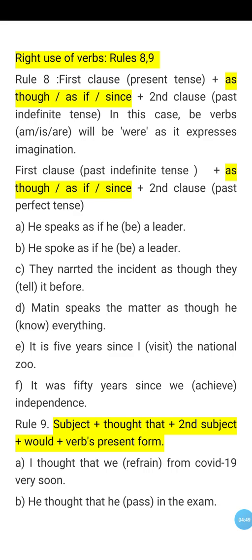In the second example, he thought that he passed in the exam, and in this case the answer will be he would pass in the exam, because you find the first clause past indefinite tense, and the second clause will be in imaginative, and the structure will be would plus the present form of the verb.